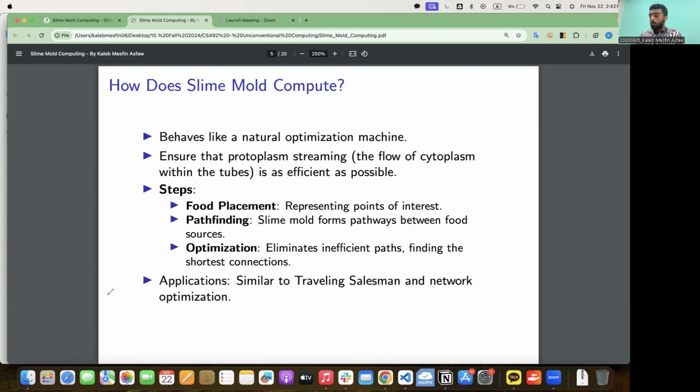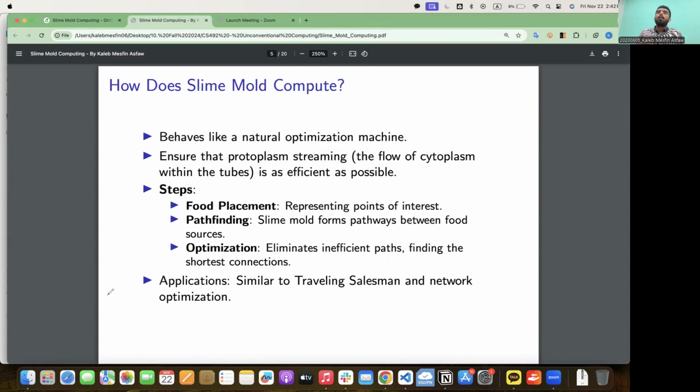So how did scientists find out that it actually computes? They were clever enough to map the problem. So, for example, for food placement, they usually placed oat flakes on a petri dish in locations that represent specific points.